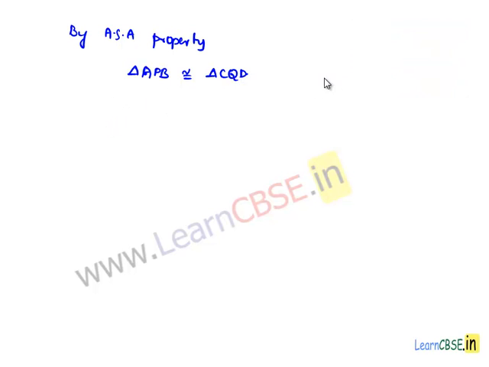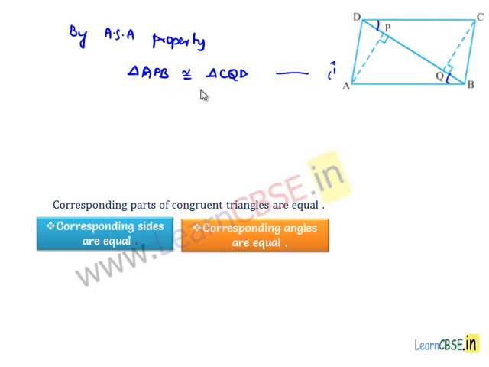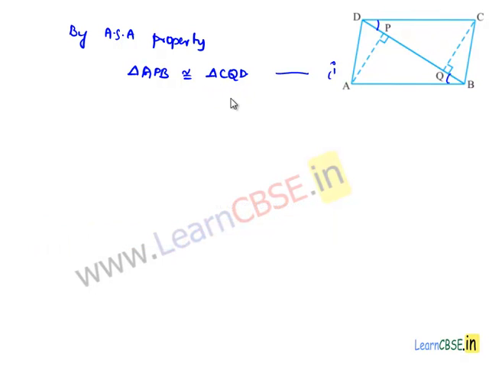Now this is what our first proof required, and now by applying the concept that the corresponding sides and corresponding angles of two congruent triangles are equal, here we can equate the two corresponding sides, that is AP is equal to CQ, which is what our second proof required.